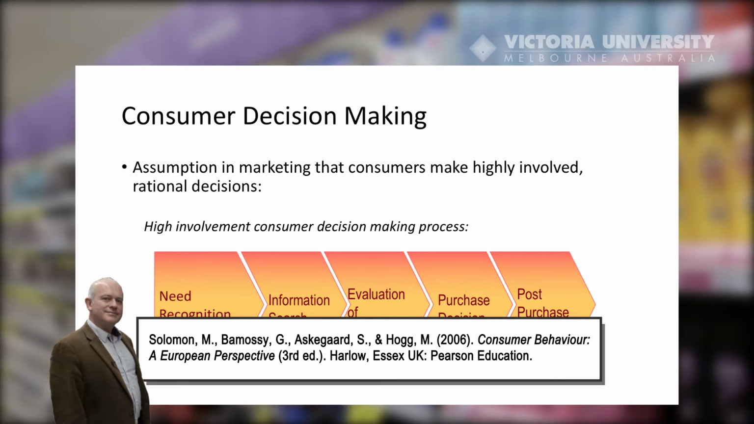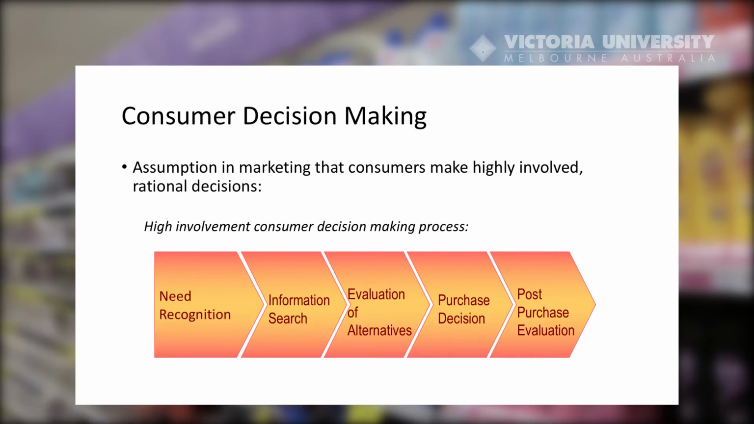And you'll see here, we have the high involvement consumer decision-making process. It starts out by the consumer recognizing a need, and after that, they go through a search for information on the product category. Once they have information, it's said that they evaluate the alternatives and they choose the one for purchase that is evaluated the best. Once they've purchased the product, post-purchase they start using the product and they evaluate their purchase decision.